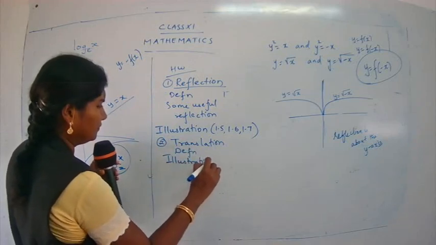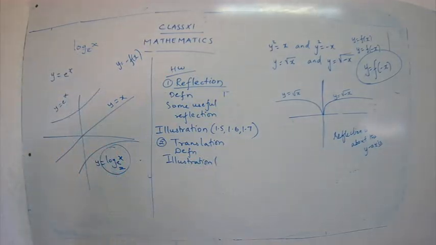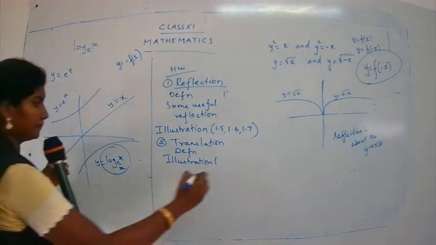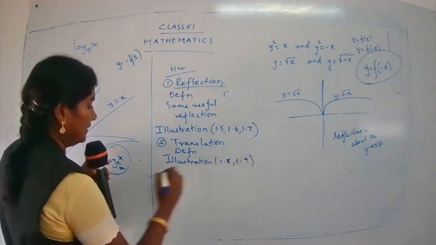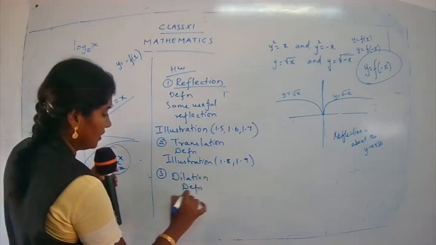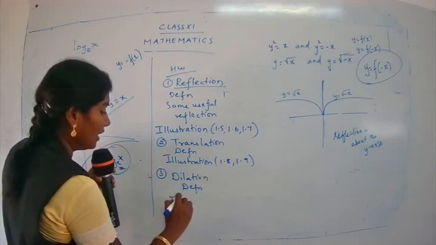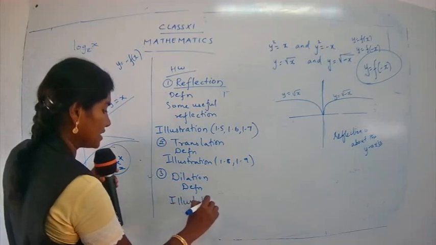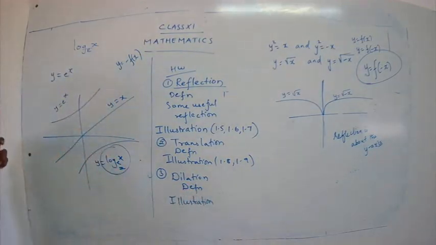Then the illustration. What are the illustrations given below? 1.8, 1.9. And then the third one is dilation. Write the definition, give the illustration. You have to self-study how the translation works, when there is a translation, how the graph is shifting, how when the function differs it shifts. See, they have given it shifting to the left, shifting to the right, shifting upward, to the downward part, and so on.